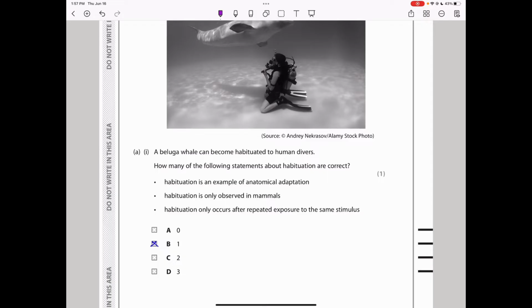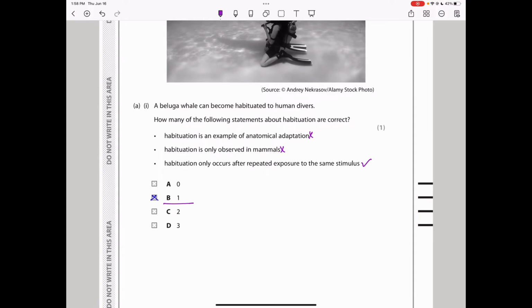Habituation is an example of anatomical adaptation. And then they say habituation is only observed in mammals, and habituation only occurs after repeated exposure to the same stimulus. These are wrong, and that is correct. That is why there is only one that is correct. So B is the correct answer.